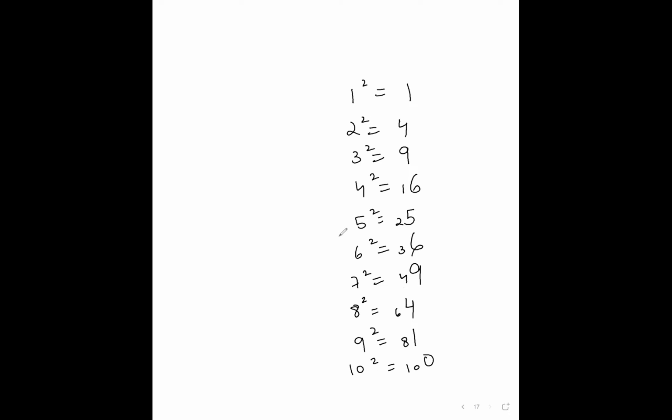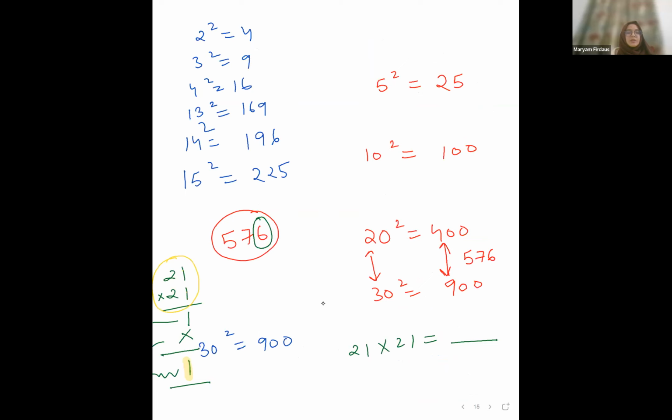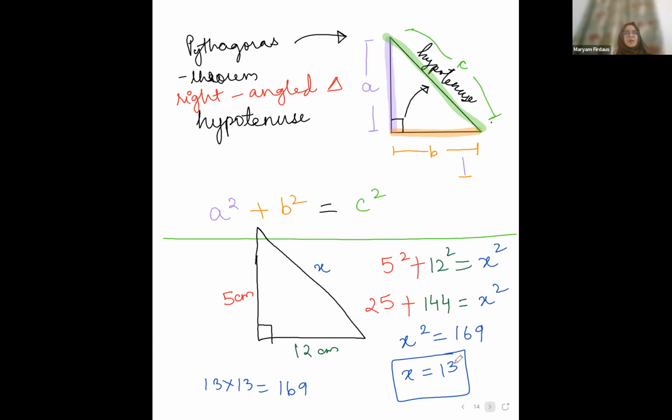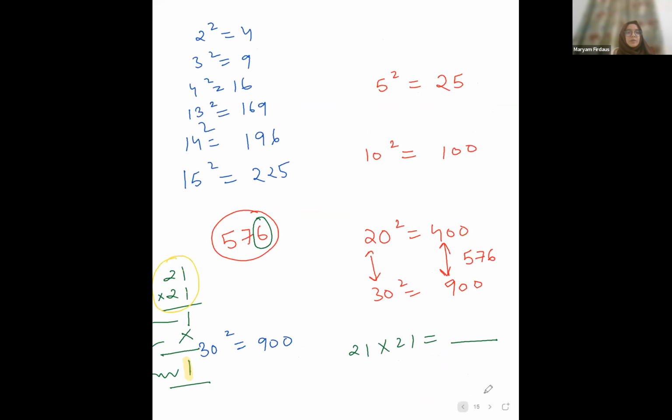So if you're having on the right hand side of this equation over here, it's coming as 169, right? Whatever it is, we were talking about this number 576.